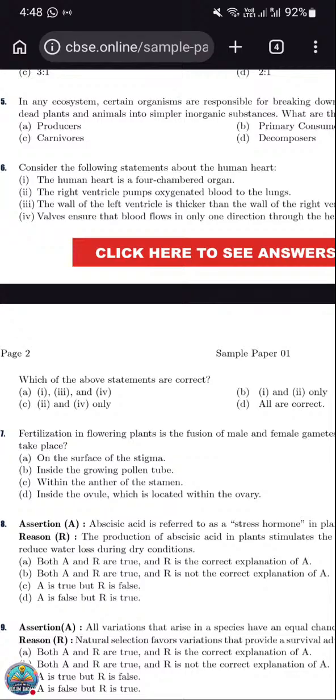Now this question: which statement is correct? Human heart is 4-chambered, so the first one is correct. Right ventricle pumps oxygenated blood to the lungs. In the right ventricle we are getting deoxygenated blood, so option number 2 is wrong. The wall of the left ventricle is thicker. It's correct because they have to pump the blood throughout the body. Next, valves ensure the blood flows in only one direction. Only 2 is wrong. So which option is correct one?